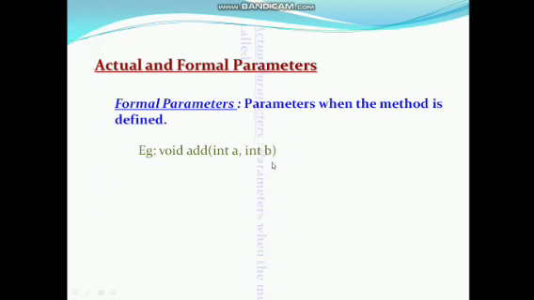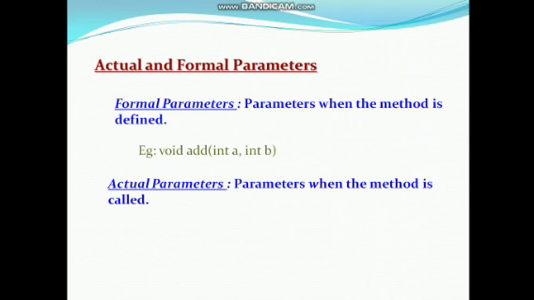Okay, and next is actual parameters. Actual parameters are the parameters when the method is called. That is, we call this add, and when we are calling, the values given will be actual parameters. See the example. obj.add, and all the methods should be called using obj as we discussed. So obj.add(5, 10). So here 5 as well as 10 are the actual parameters.